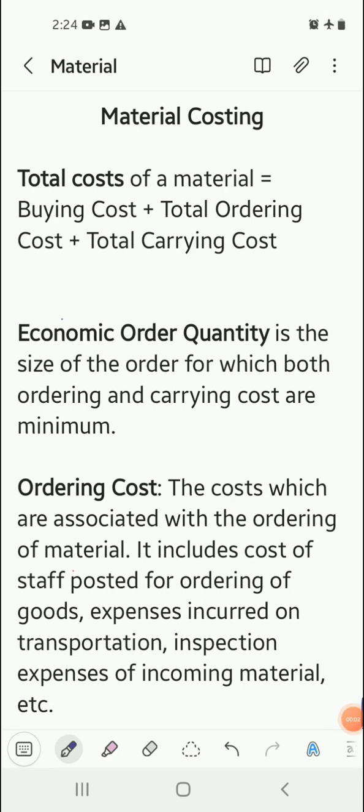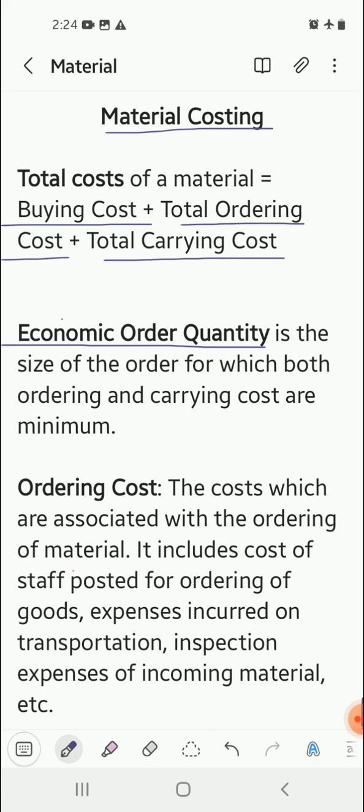Today's topic is from material costing and we are going to discuss the economic order quantity. But before that, we have to understand what comprises the total cost of a material. It is basically the summation of the buying cost, the total ordering cost, and the total carrying cost.